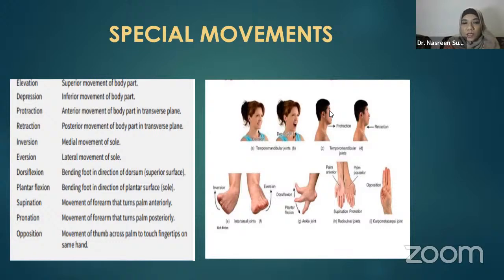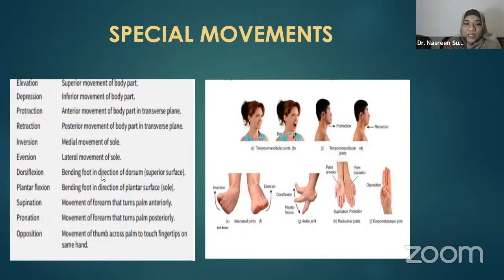Inversion. Inversion means medial movement of the sole. Eversion means lateral movement of the sole. Medial movement means towards the vertebral column. If you come across the word medial in anatomy, it means towards the vertebral column. Lateral means away from the vertebral column. Remember this. So inversion means movement medial, towards the vertebral column. Eversion means lateral, away from the vertebral column.